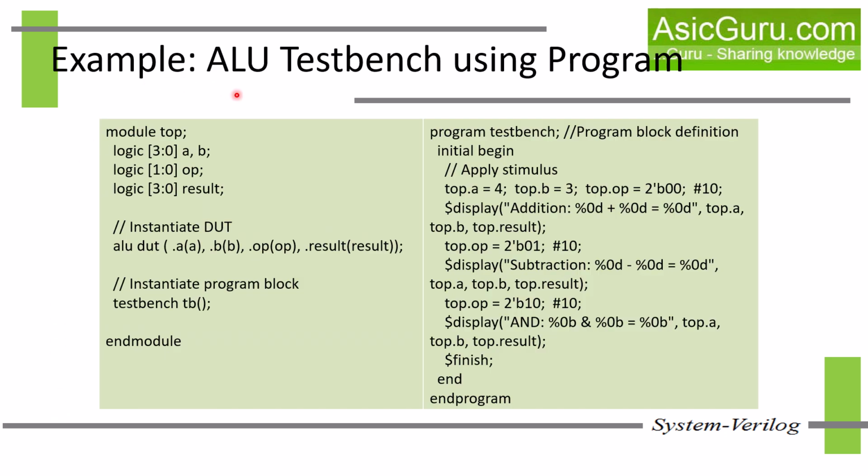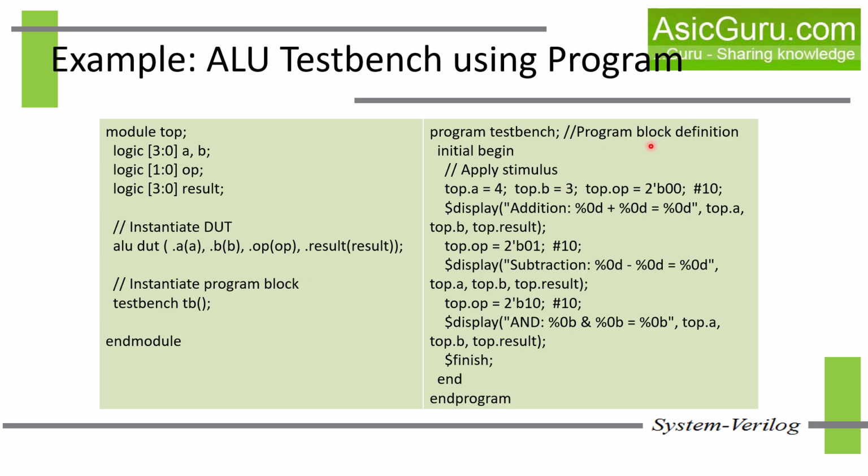So here we have another example where we are writing a simple test bench using a program block to verify an ALU design. In this example, I have not added the RTL code for the ALU. On the left hand side, I have defined a top module which declares signals for operands A and B. OP is the operation code, and we have the output result. So the ALU module is instantiated and connected to these signals, and we also instantiate the program block named testbench.